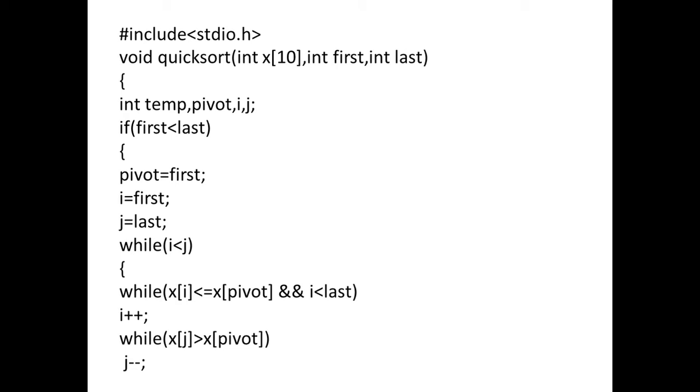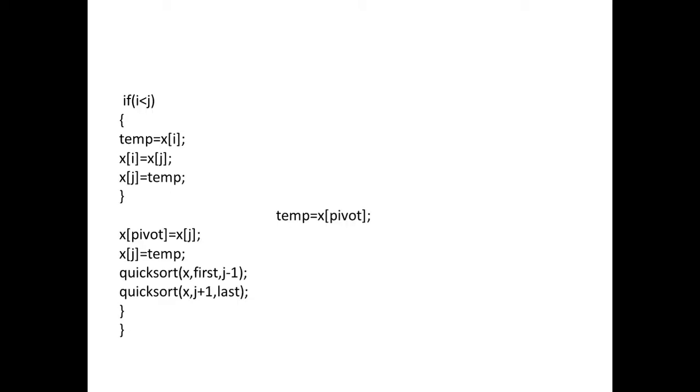If the element at i is greater than the pivot element and the element at j is less than the pivot element, they must be interchanged. So for each traversal, it has to do this until j becomes lesser than i. In that case, the jth position will be the correct sorted position for the pivot.